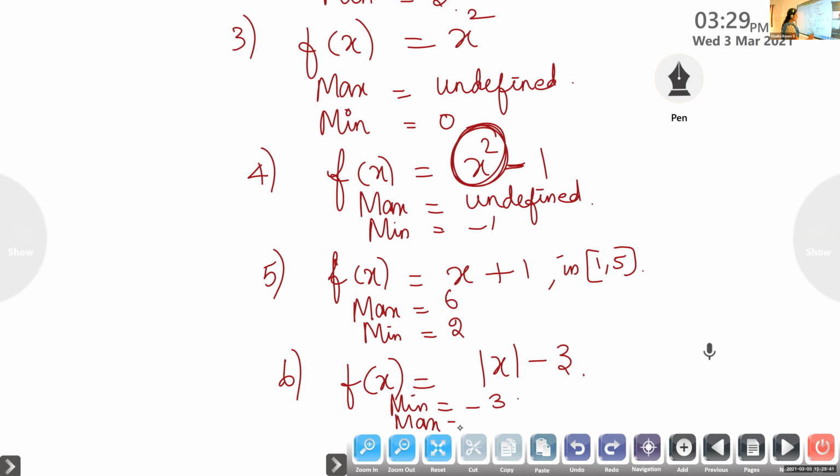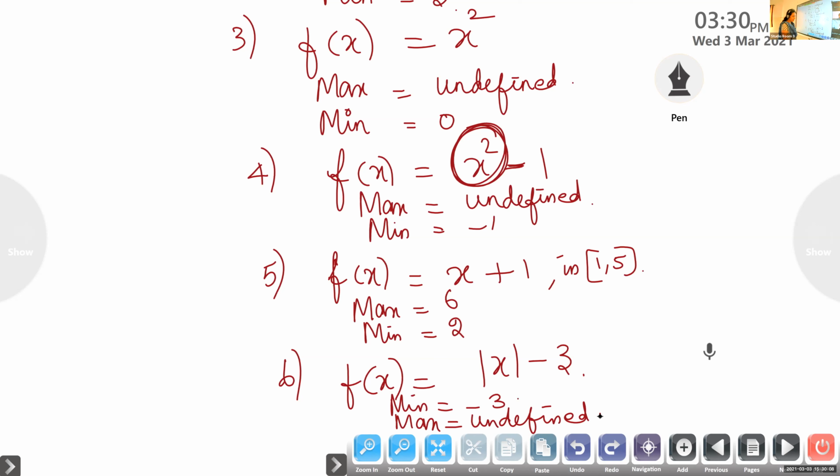Maximum is undefined. Is it okay, children? Because modulus of x maximum value is not defined. From an undefined quantity, if I subtract 3, it is again undefined. And what is the minimum value? Minimum value for modulus x is 0, so it is -3.